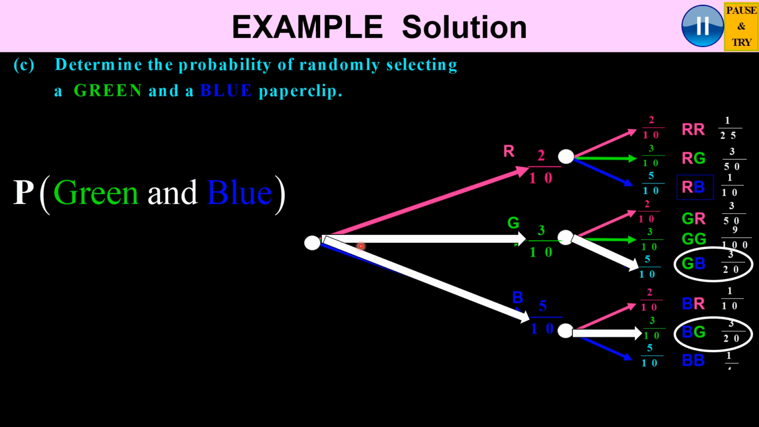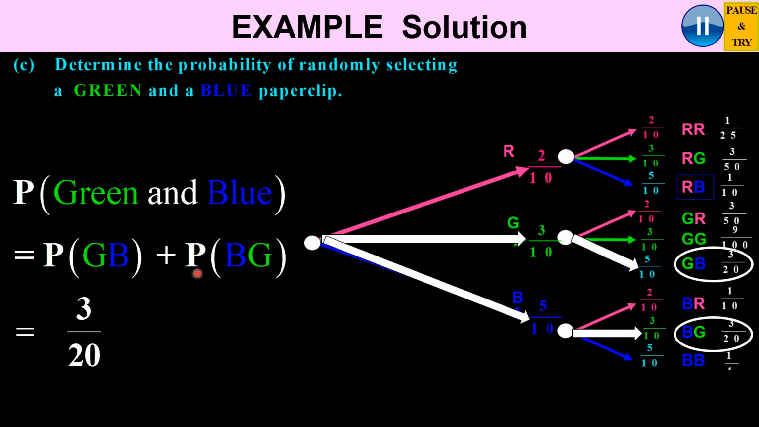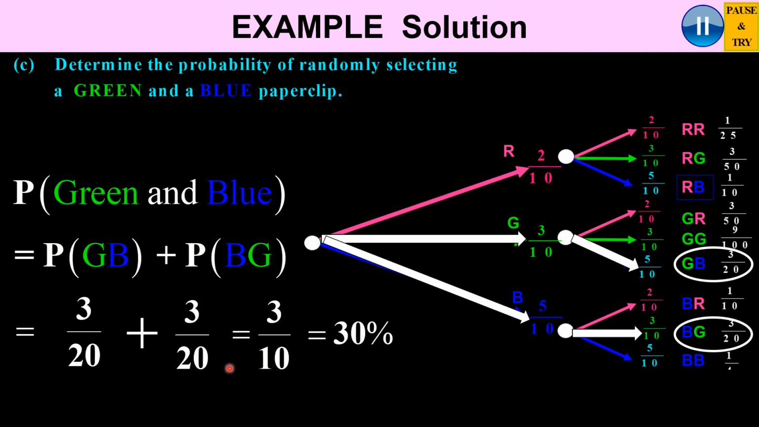And because of the "or", I will have the probability of green and blue, and then I'll add to that the probability of blue and green. Right? So that's 3 over 20 plus, and blue and green is another 3 over 20. And that gives me a total of 6 over 20, and 6 over 20 is the same as 3 over 10.